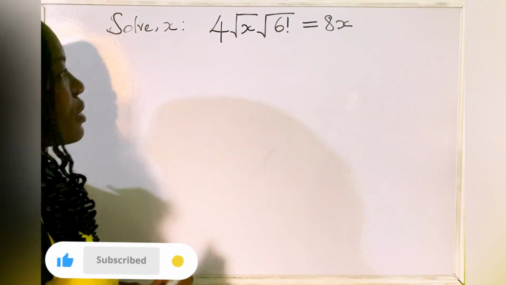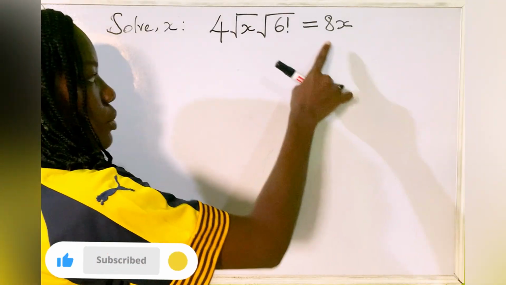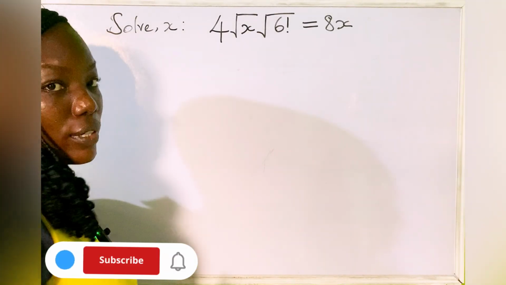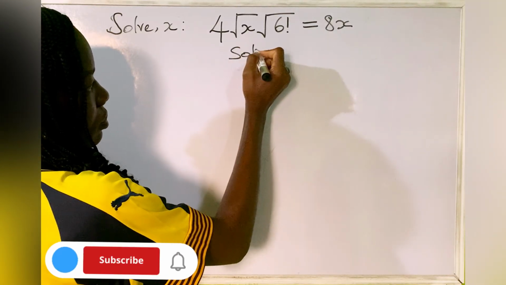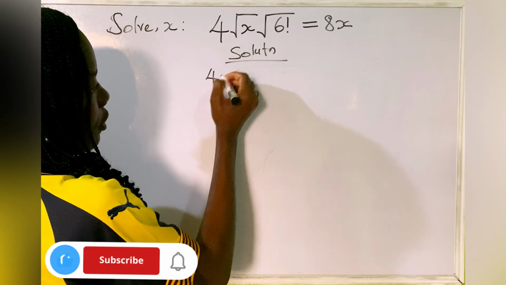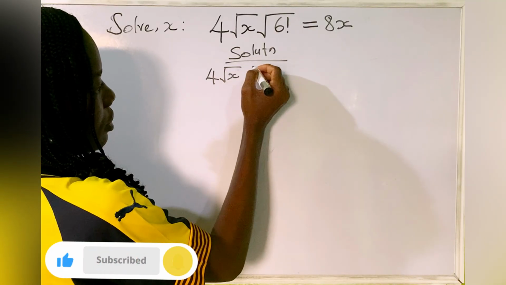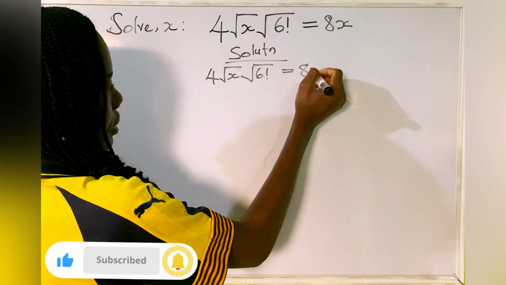Let's solve this question together. We have 4 root x root 6 factorial is equal to 8x, and let's find the value of x in this equation. So let's solve. Solution: 4 root x root 6 factorial is equal to 8x.